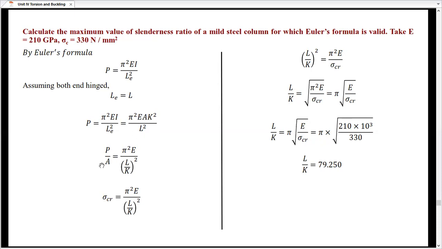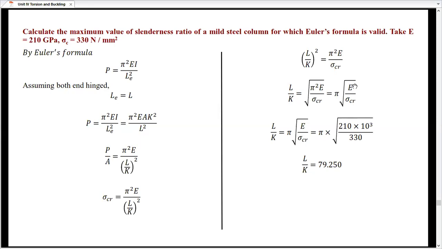Finally we get force upon area, that is the crippling stress, equal to pi square E upon L by K bracket square. And this L by K is nothing but the slenderness ratio. So L by K bracket square is equal to pi square E upon crippling stress. So L by K is equal to under root of pi square E upon crippling stress. Taking pi outside the bracket, L by K is equal to pi into under root of elasticity upon crippling stress.